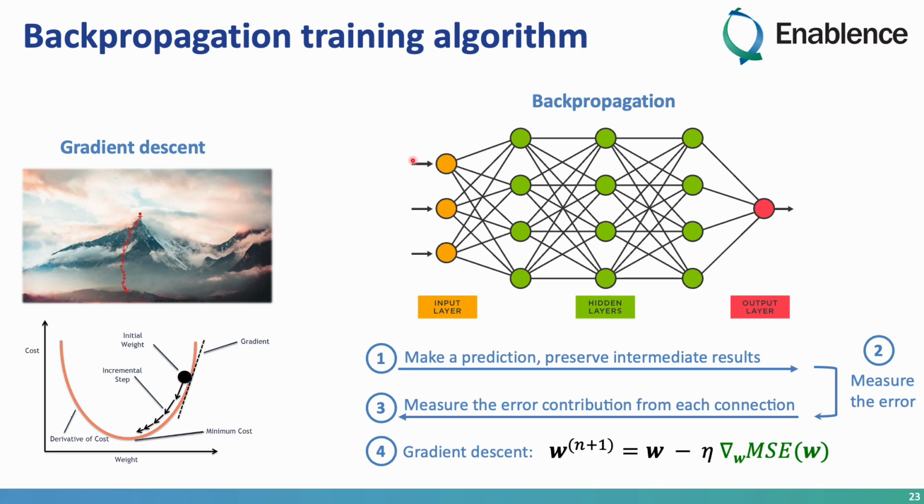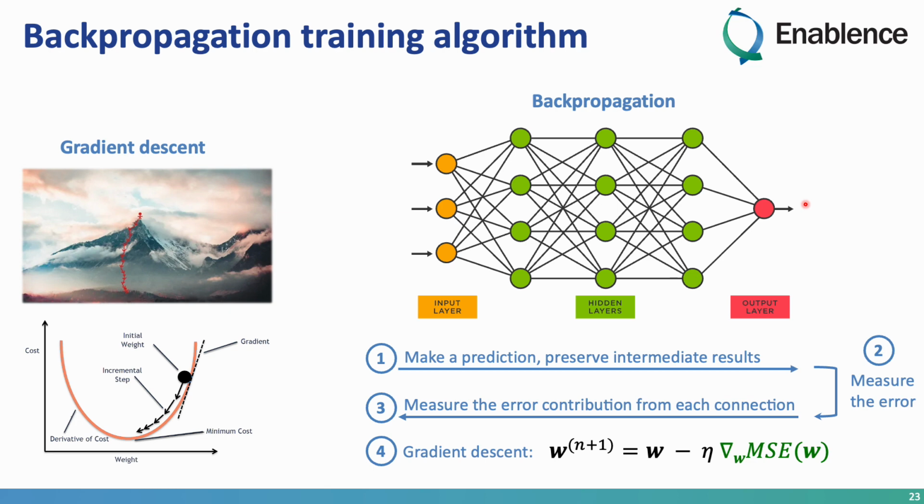The backpropagation algorithm consists of 4 steps. First, starting from a random initialization of all the weights in the network, we compute the output of each one of the neurons, preserving the intermediate results. When the pass reaches the output, the algorithm can calculate the network's output error. So for example, that could be the mean square error between the target value and the value obtained from this forward pass.